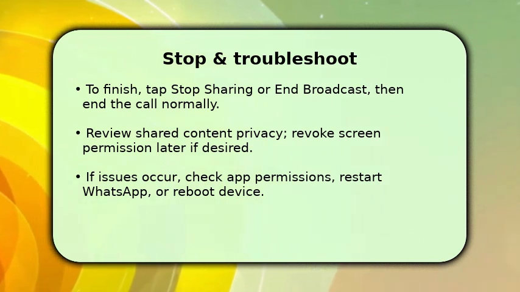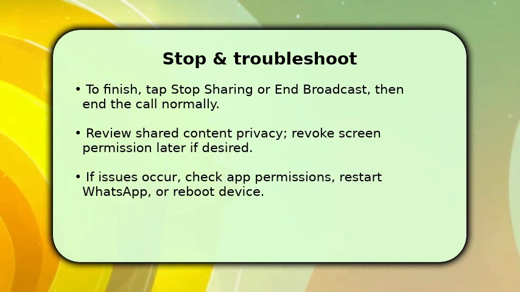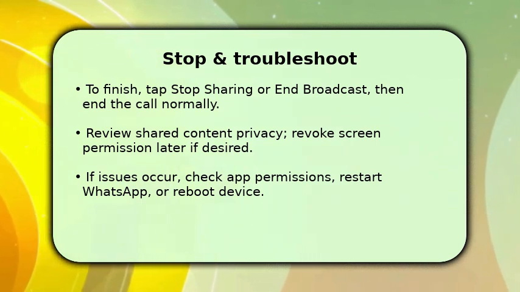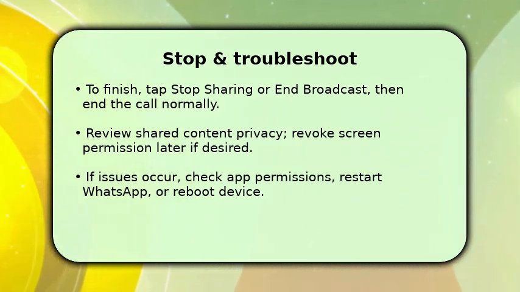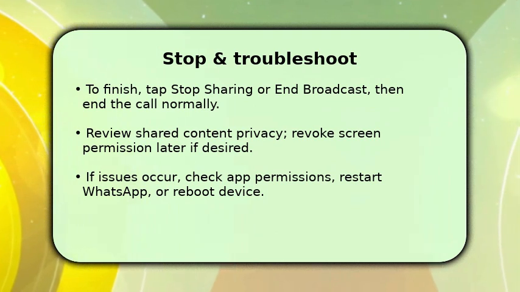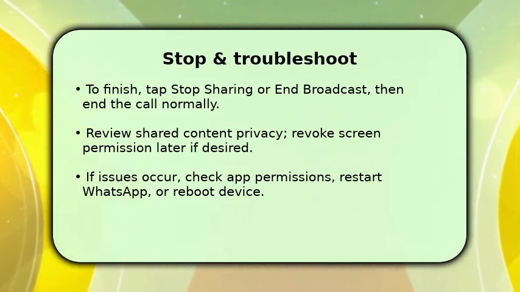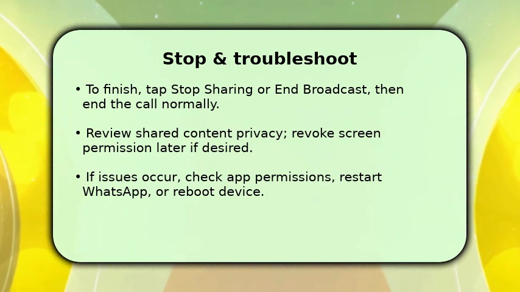If screen sharing fails, make sure WhatsApp has screen/display permission and background activity rights. Once done, restart the app. If problems persist, reboot the device. This clears stale permission states and usually restores screen capture functionality quickly, solving most common hiccups.